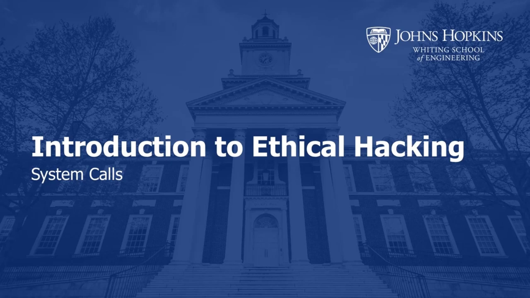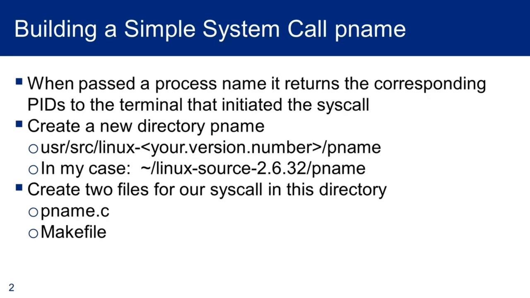Now we are going to add our own system call to the kernel and then recompile the kernel. The simple syscall will be called pname, and it is a very simple program used to pass in a process name on the command line and have the process ID written to the terminal. When there is more than one instance of the process, you will get a PID for each.